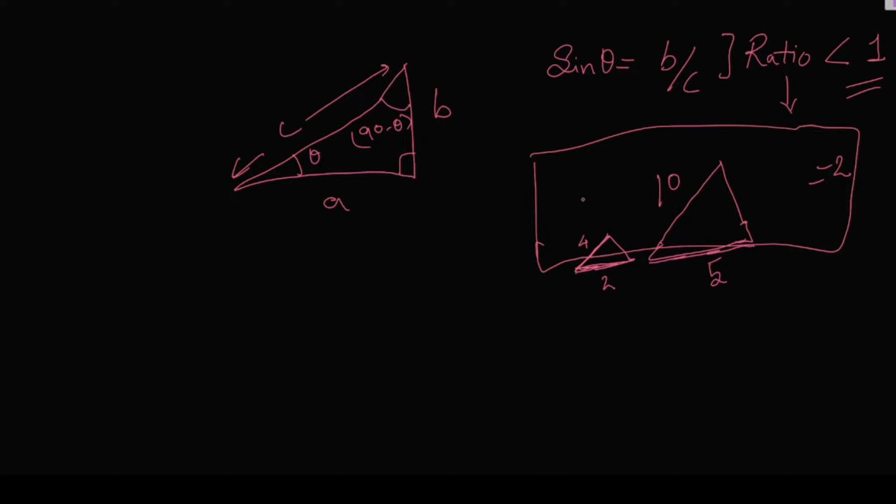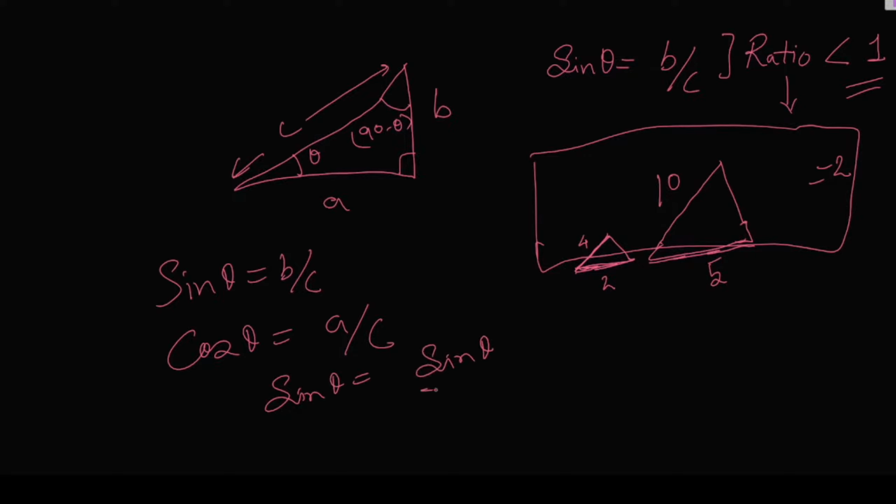So sine theta is B by C. What is cos theta? Cos theta is equal to A by C. And what is tan theta? Tan theta is equal to sine theta by cos theta. Right? So there's one more learning here. Sine theta is also equal to 1 by cosec theta.